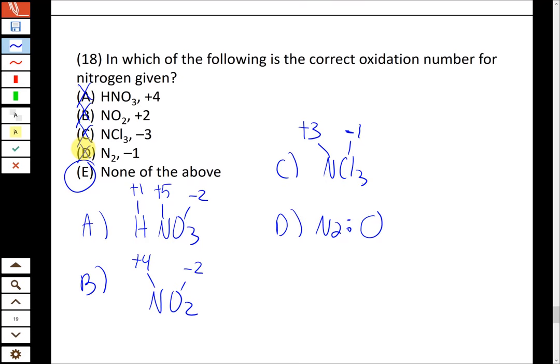Okay, so that's just assigning oxidation numbers, which is also an important part of the next two questions, so we'll need to do that. So any questions on this one or anything related?